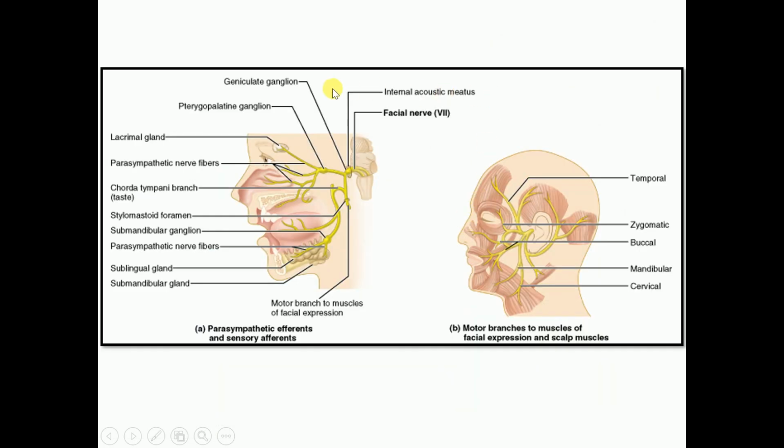So these diagrams are showing the secretomotor parasympathetic fiber as well as sensory fiber of the facial nerve inside the cranial cavity, that is called the intracranial course. This one is the motor branches of the facial muscles of expression as well as scalp muscle, that is the extracranial course of the facial nerve.